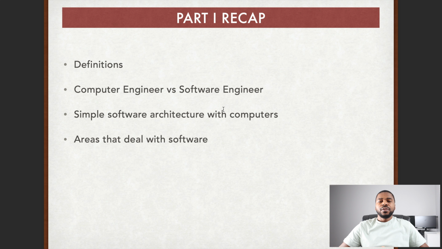In part one of this video, we gave some of the definitions of software and software program. We explained the difference between a computer engineer and a software engineer. We also showed you a simple software architecture made of computers, including a desktop computer, a mobile device, and a server. We finally looked at some of the areas that software engineers might deal with on a daily basis, as well as those areas that are not necessarily for software engineers, but that are still related to software.